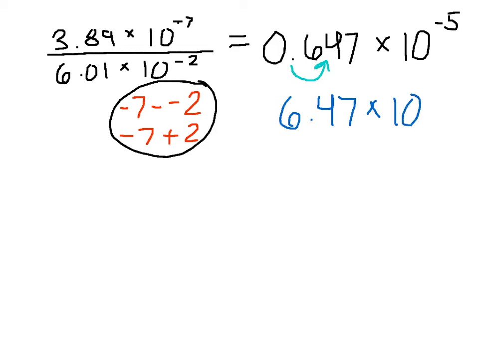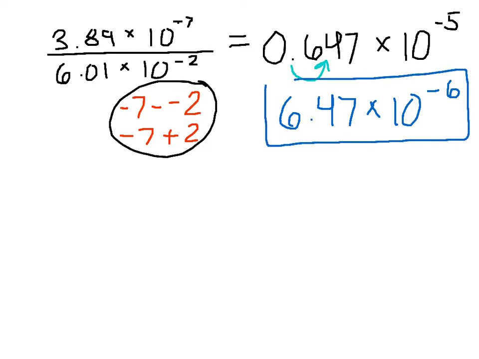Times 10. And our exponent now is going to change. The reason our exponent is going to change is because we're technically adding a place by moving this over here. So if we're adding a place here, we're going to take away a place here. If we're taking away a place from -5, -5 minus 1 is -6. So this is our answer in scientific notation. It has a one-digit number for the decimal, times 10, and then our exponent right here.